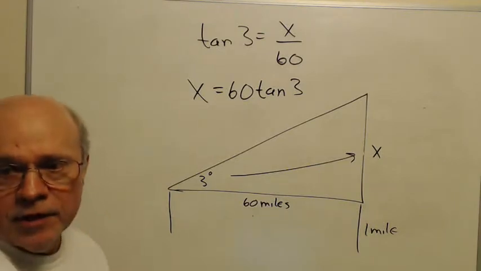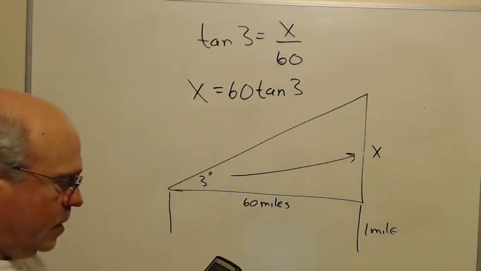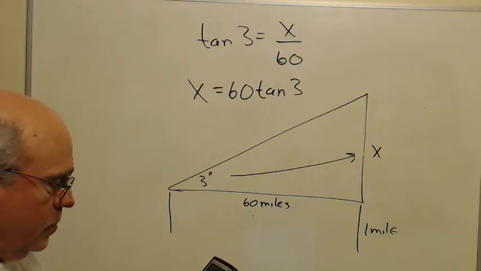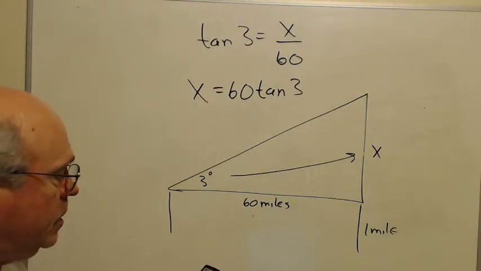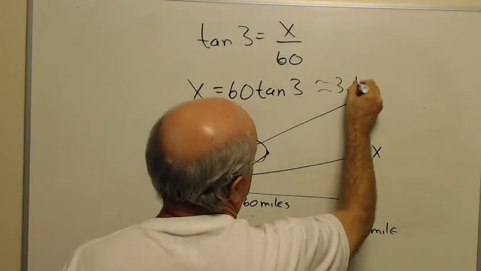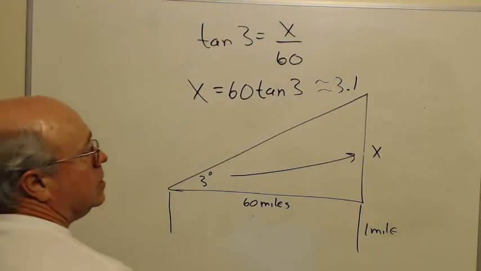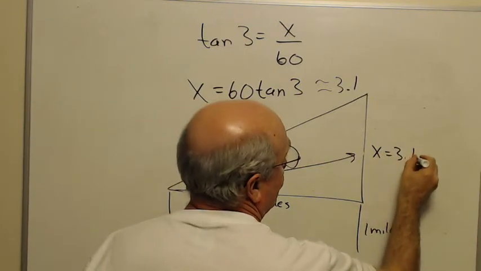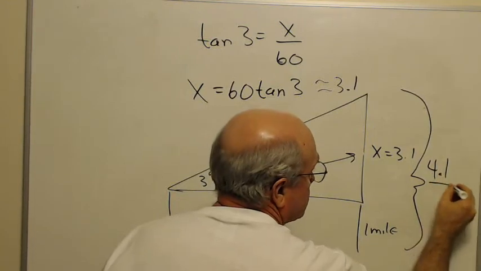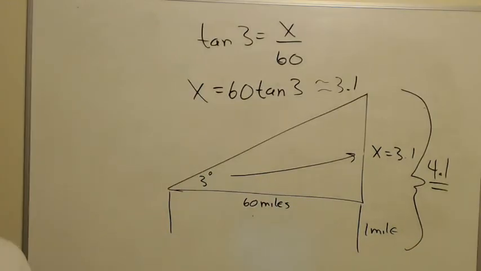Just grab the calculator. 60 tan 3 is about 3.1. So the answer is that if this is 3.1, the plane is 4.1 miles above sea level after the climb.